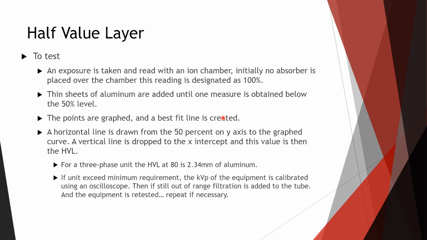If the unit exceeds the minimum requirement, the kVp of the equipment is calibrated using an oscilloscope. Then if still out of range, filtration is added to the tube. Filtration can be added to the tube to adjust the half value layer, or it could be taken away, I suppose, too. Also, it can be calibrated with an oscilloscope, which is a piece of electronic testing equipment. And the equipment is retested until it passes the parameters that it should be within for the half value layer.